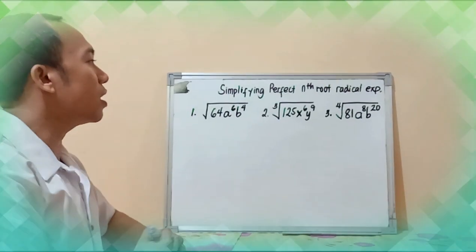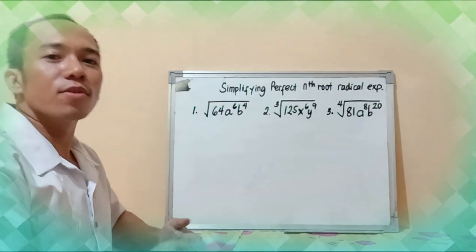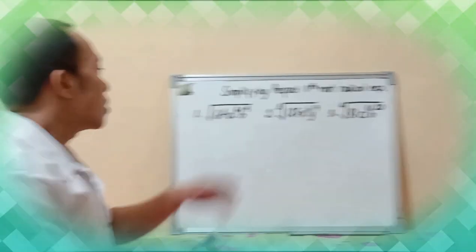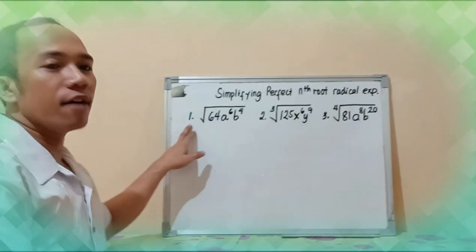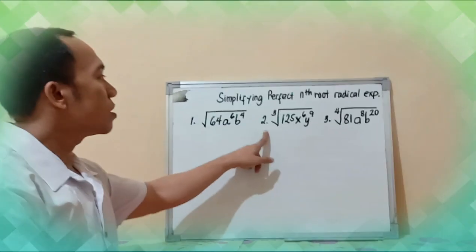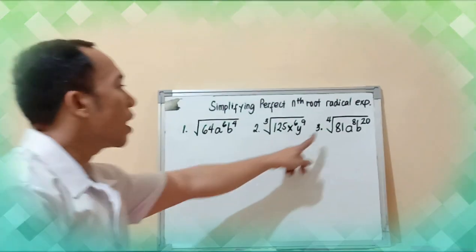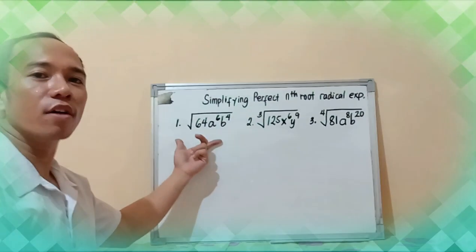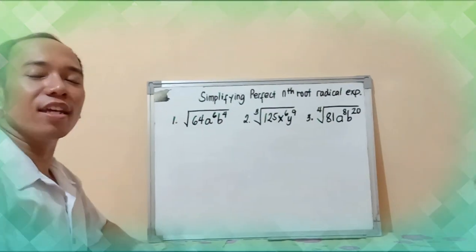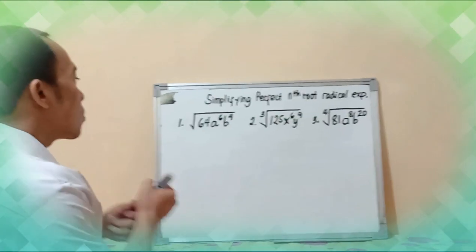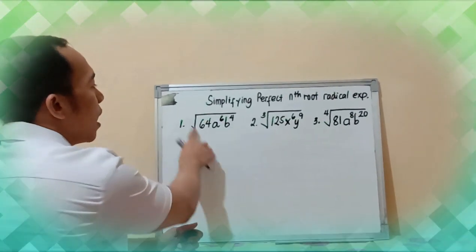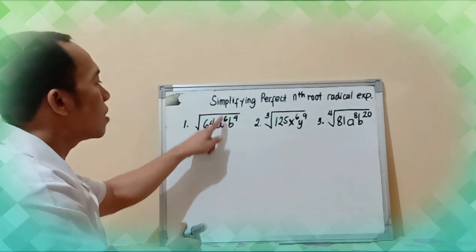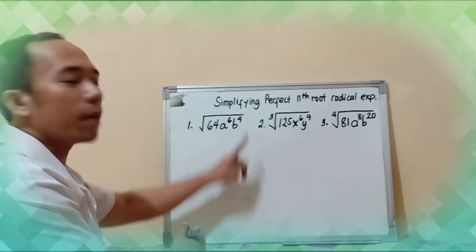So I have here 3 examples on how to simplify radical expressions. First we have square root, second we have cube root, and third we have fourth root. So let's focus first on square root. In square root, the index is 2. First, look for the radicand. So you have 64, a to the 6th power, b to the 4th power.